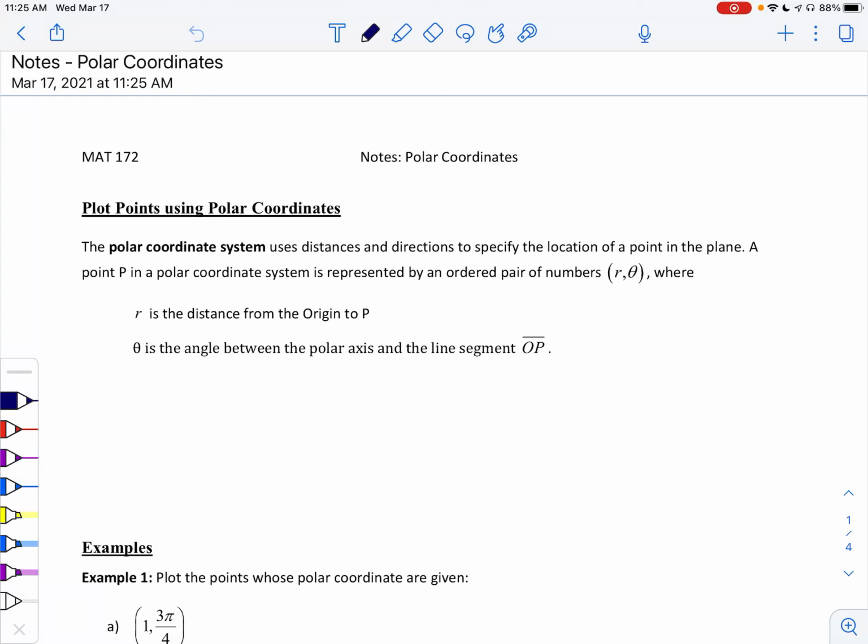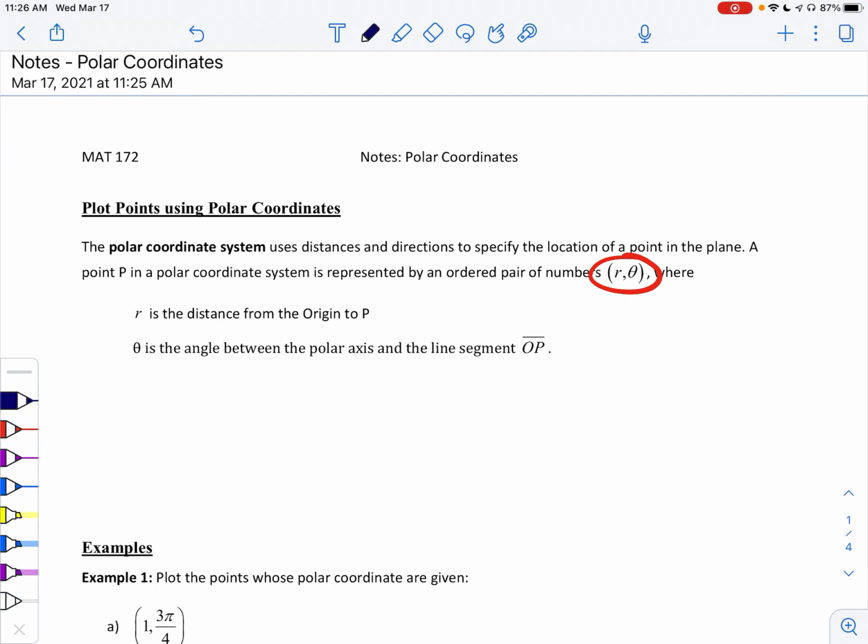Hey everyone. So today we're going to start looking at polar coordinates, which is basically a different way that we can plot points. So currently our coordinate system that we've been looking at so far is our Cartesian coordinate system, which is our X and Y coordinate system. In this video, we're going to look at polar coordinates, which instead of using X and Y to plot points, uses R and theta. So it's based off of an angle and a radius.